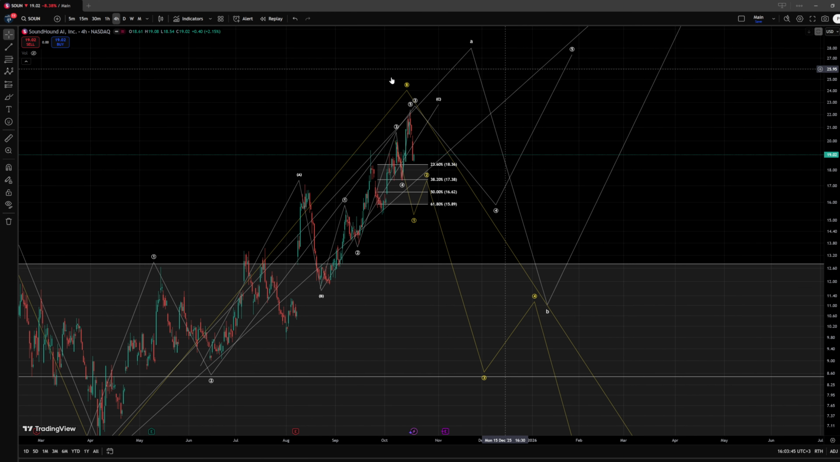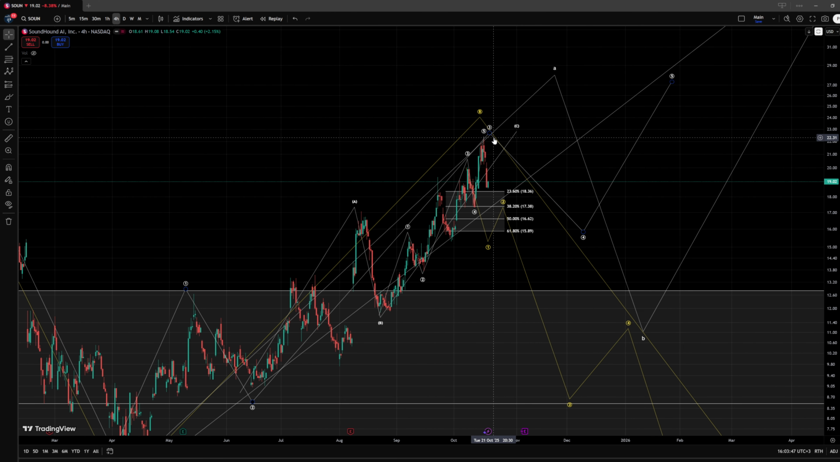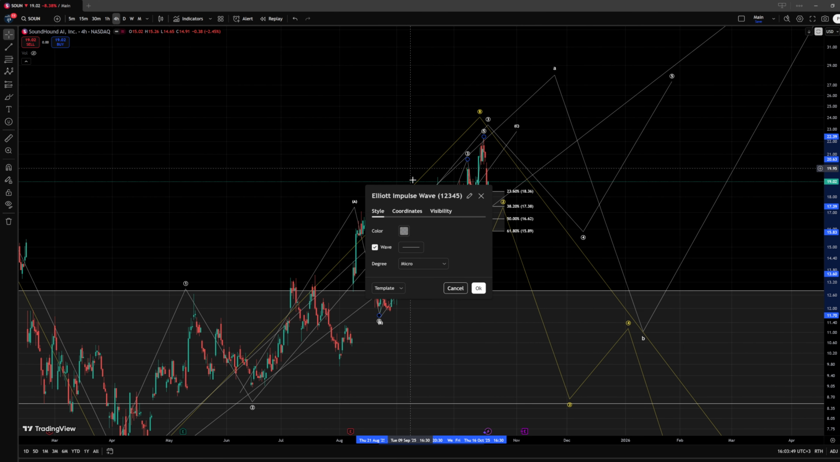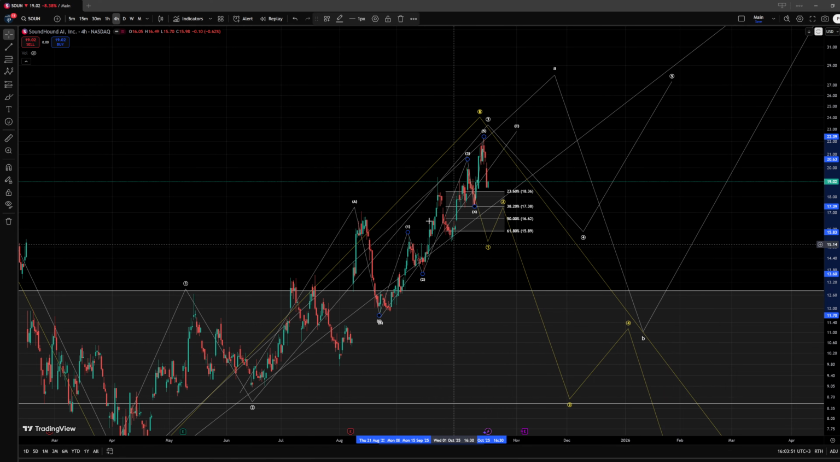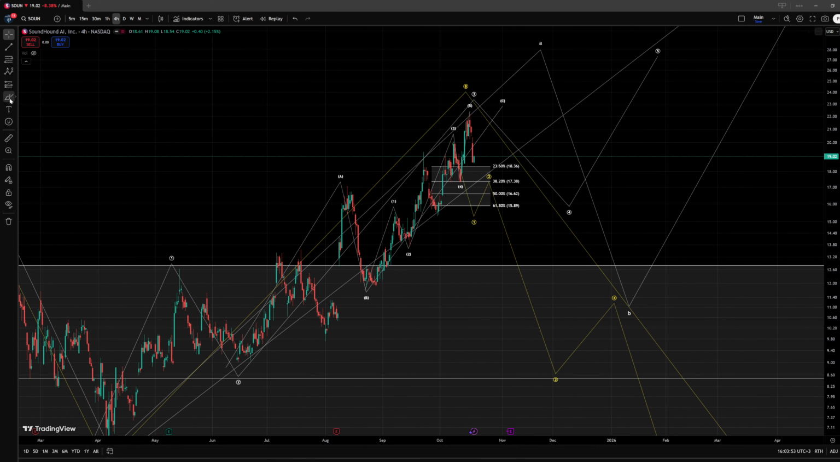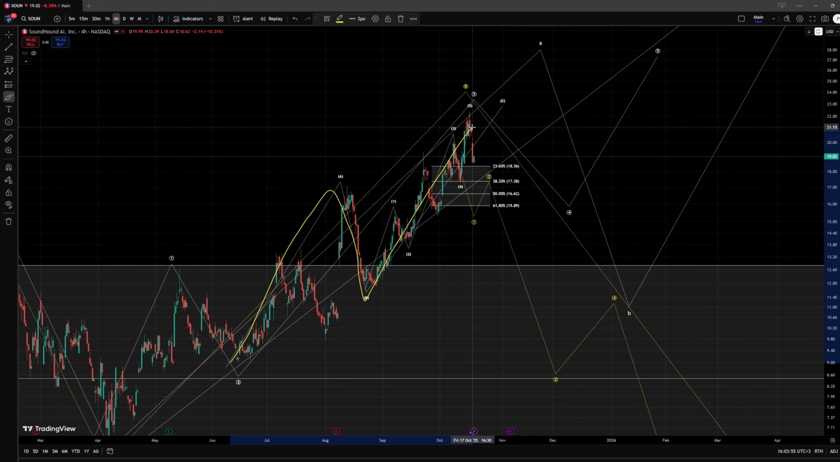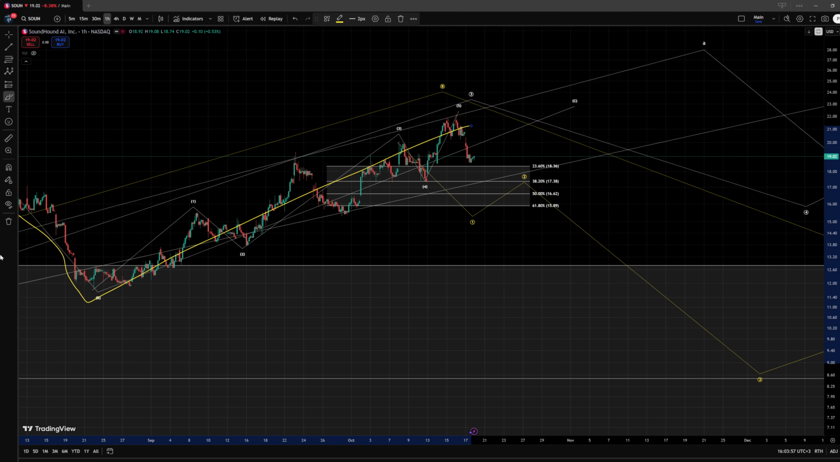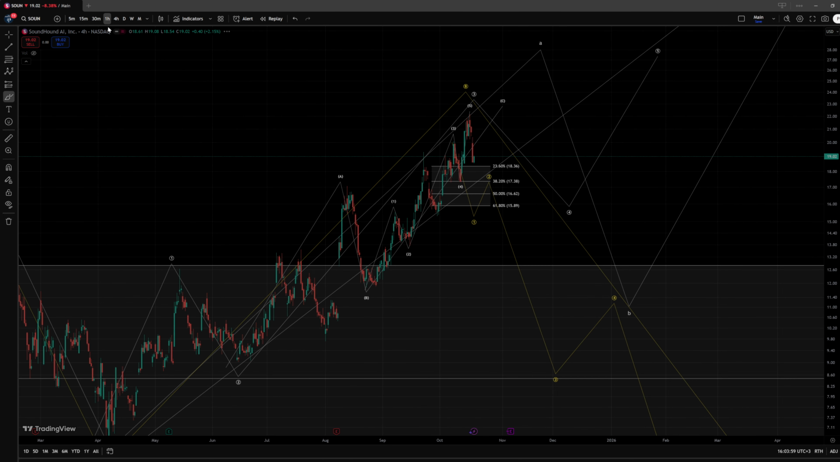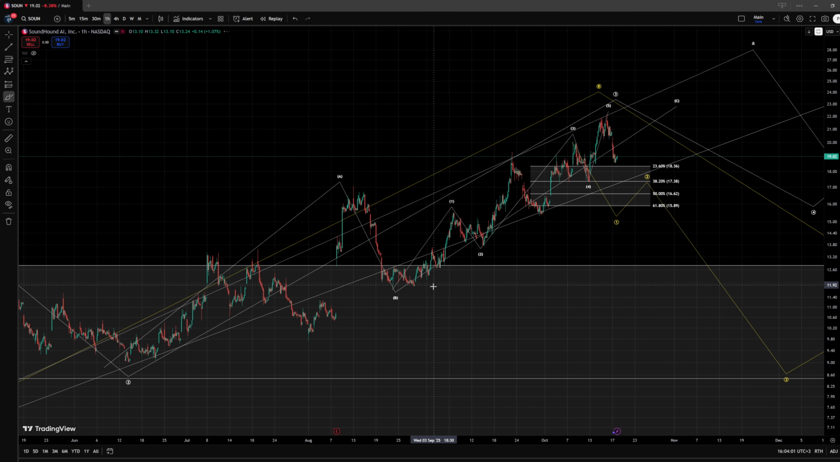Now, internally, within this wave 3 that could be complete, let me make this a smaller degree to make it more clear. Within this wave 3, we have, of course, an ABC pattern. It is a leading diagonal overall, this wave A. And internally, within the wave C, I am tracking an ending diagonal where we had formed a wave 1 up, a wave 2 down, a third wave up.